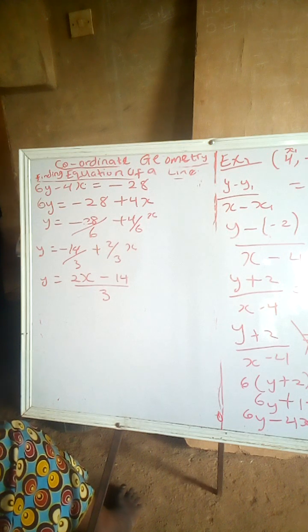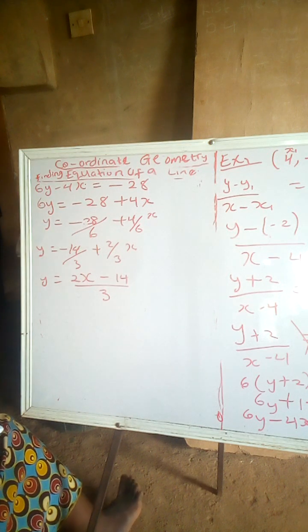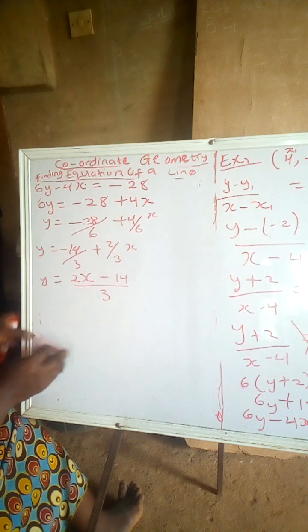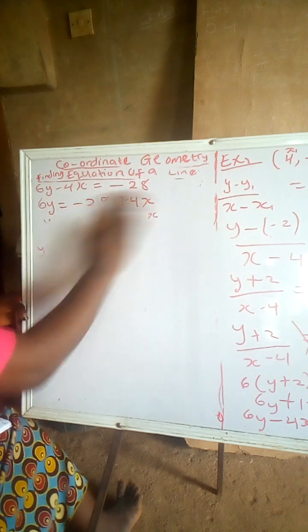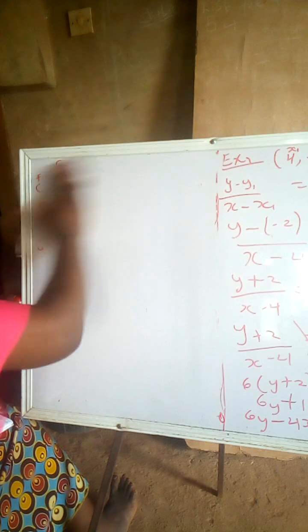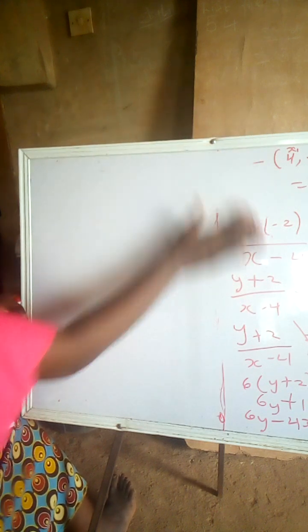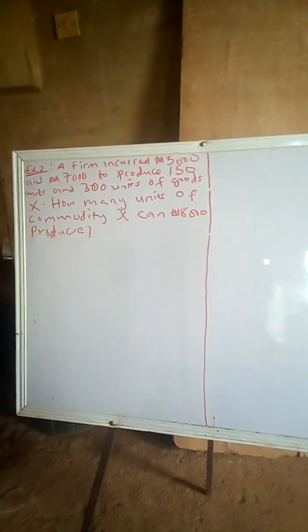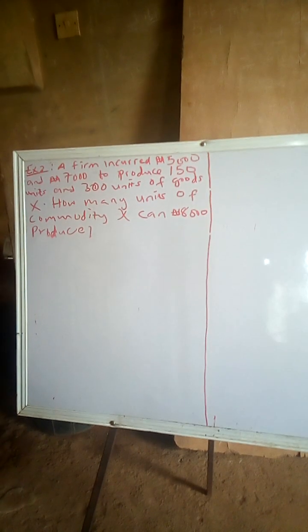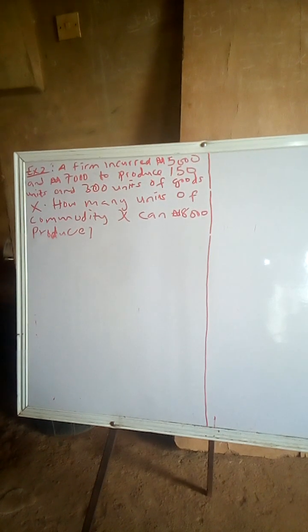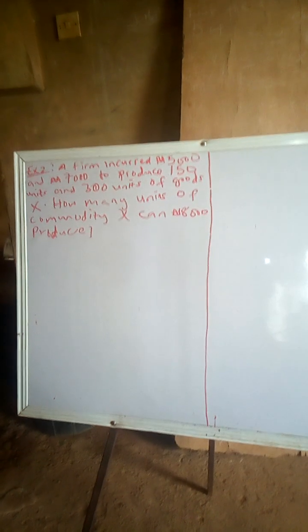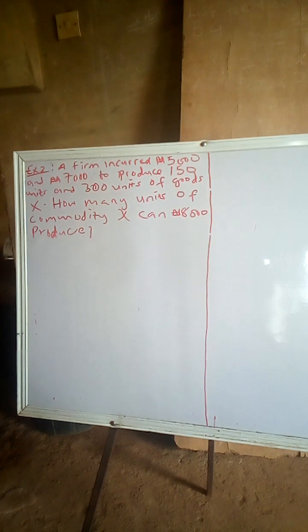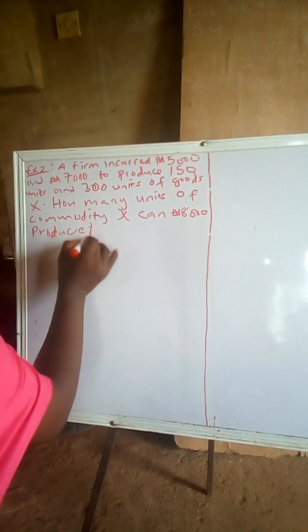So for the purpose of this course, let's go through another example. The question goes thus. A firm incurred 5,000 naira and 7,000 naira to produce 150 units and 300 units of goods X. How many units of commodity X can 8,000 naira produce?